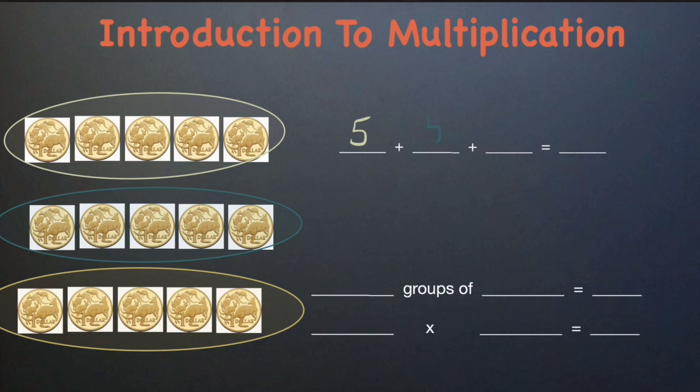To work out how many dollars we've got, we could write 5 plus 5 plus 5. Since we're pretty good with our addition now, we know 5 plus 5 is going to be 10, plus another 5 is going to be 15. And because of this connection between addition and multiplication, we could also say that we've got 3 groups of 5 is equal to 15. And we could say 3 times 5 is also equal to 15. Is that pretty straightforward?